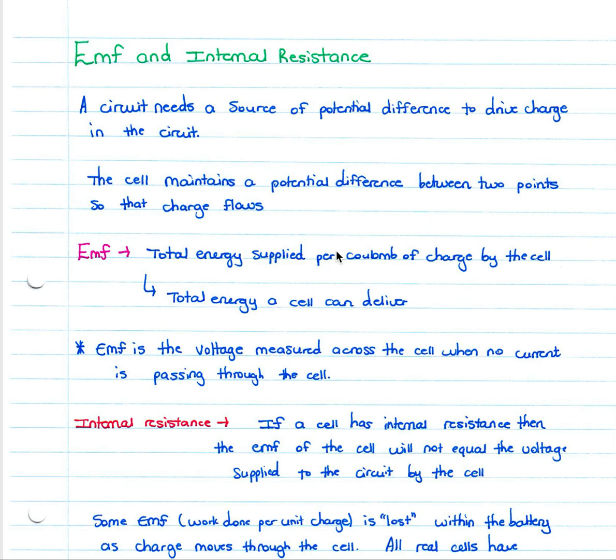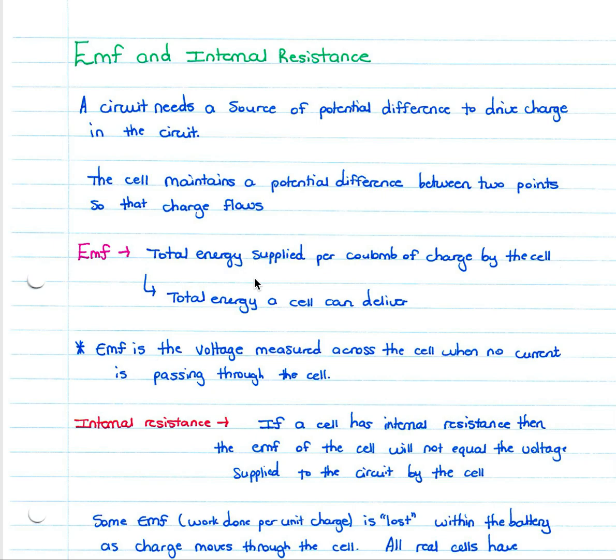So a circuit needs a source of potential difference to drive charge in the circuit. As we said in the previous video, we know that charge flows due to a difference in potential difference across a terminal. So it flows from one side of a battery to another, and that is due to potential difference across those two terminals. So the cell maintains a potential difference between 2 points so the charge flows. So as we said, the cell, being the battery, maintains a potential difference and causes charge to flow.